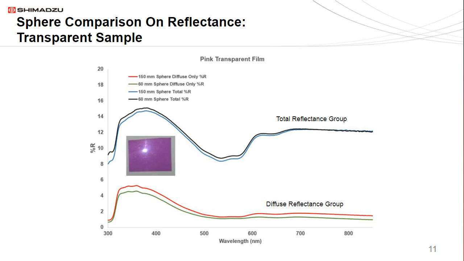So you're only getting what is reflecting off of the transparent sample here. And you'll see there's a significant specular component. The diffuse reflectance group is rather low, whereas the total reflectance group is higher because of the inclusion of the specular component. And there is a disagreement in the diffuse and the total group by sphere type, and that's simply because of the difference in integration of a sample like this.